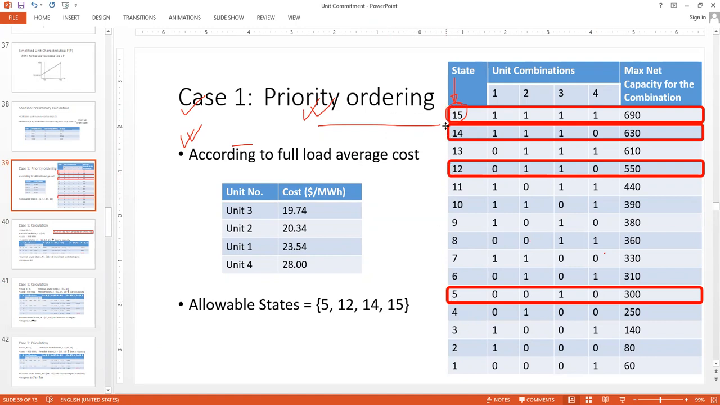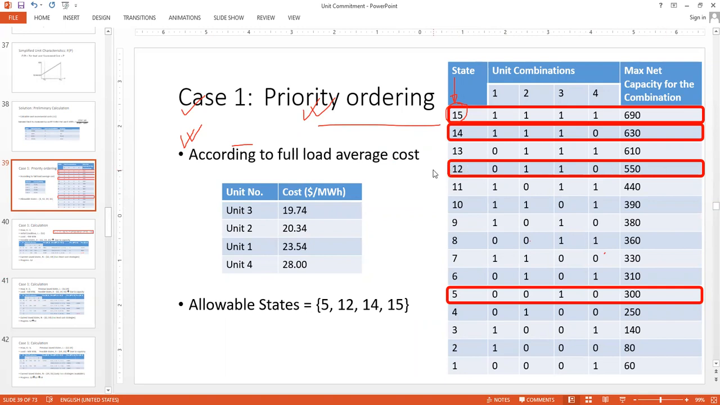So we only have 4 states available, and we can only choose among these 4. We can't choose 13 or 11 or 10. That's why we are only talking about these 4 highlighted states. State 5 cannot satisfy the demand, because the demand has now increased to 530.